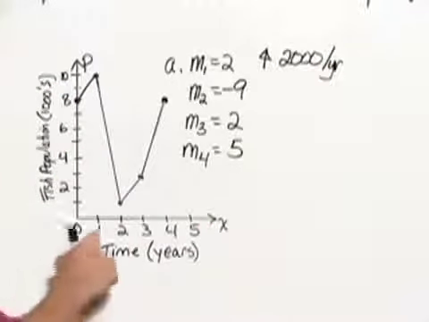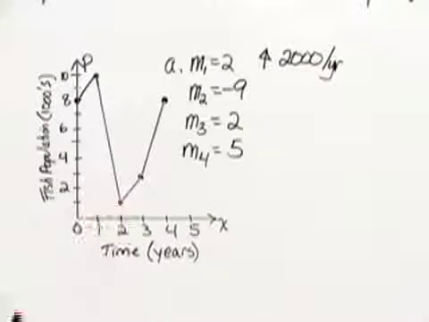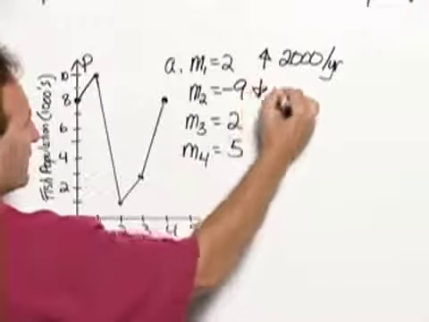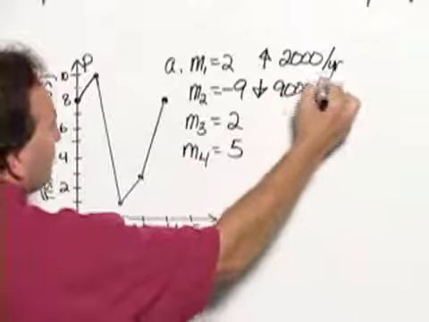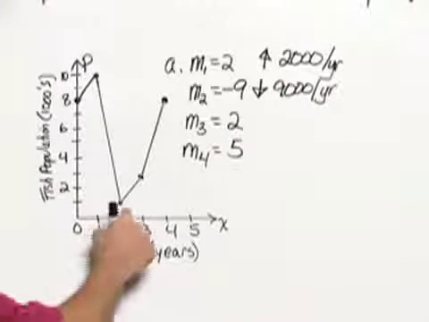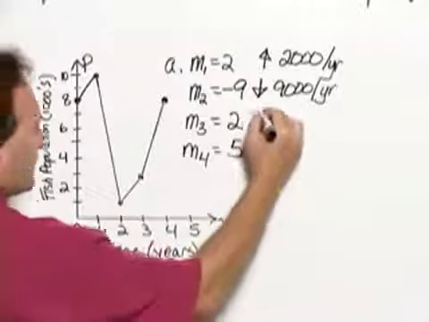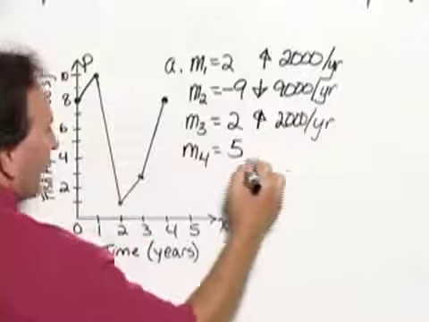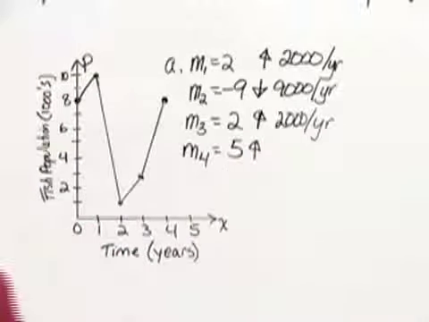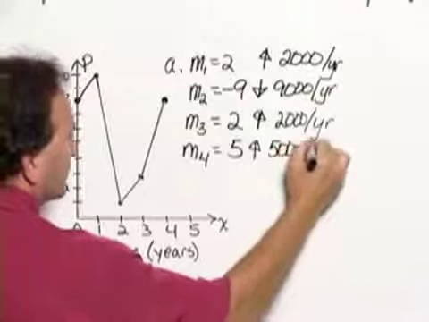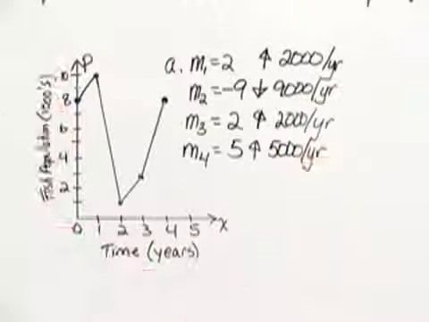What about the second time period, the slope M2? Well, that means that there was a decrease of 9,000 fish per year. For the third segment, it's an increase of 2,000 fish per year. And for the fourth segment, it's an increase of 5,000 fish per year.